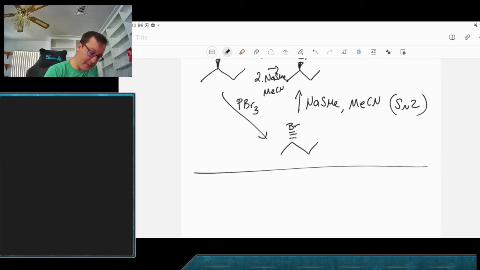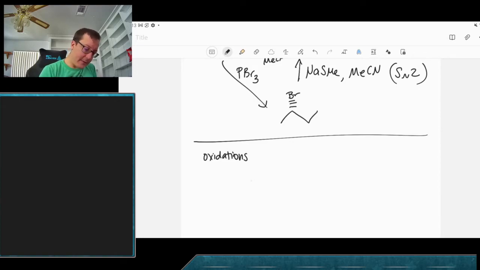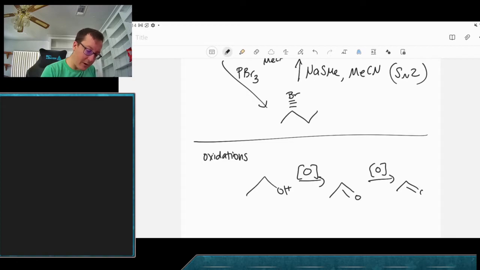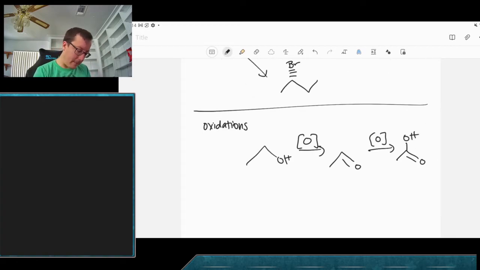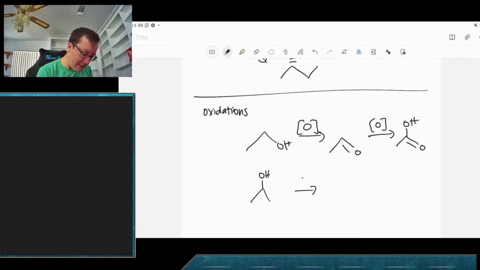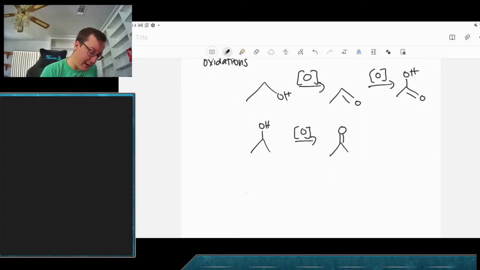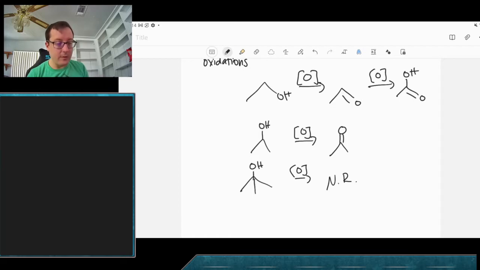Then let's look at oxidations. We're going to see that alcohols can be oxidized to either aldehydes or ketones. Aldehydes can be oxidized further into carboxylic acids. So if we take a secondary alcohol and oxidize it, we get a ketone. If we take a primary alcohol and oxidize it, we get an aldehyde. And then we can oxidize an aldehyde further to a carboxylic acid. So those are options. A tertiary alcohol, of course, we cannot oxidize. No way we can make that happen.